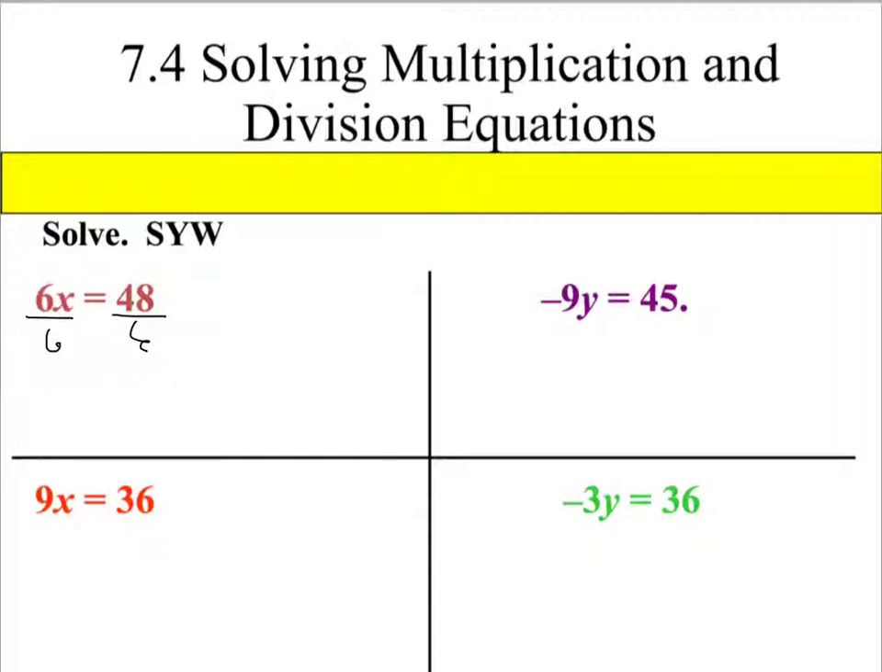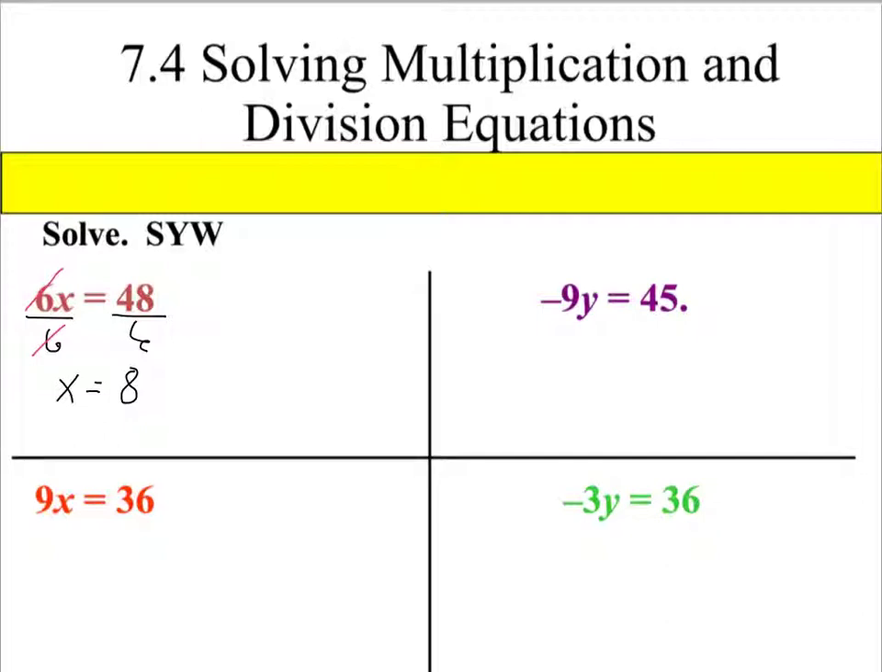And the reason we divide by 6, because just like in a fraction, if I took 6 divided by 6, I would equal 1, or I would equal x. Okay, so on the right side, I would then take 48 divided by 6, and I get 8. Whatever I do to the left side, I need to do to the right side.